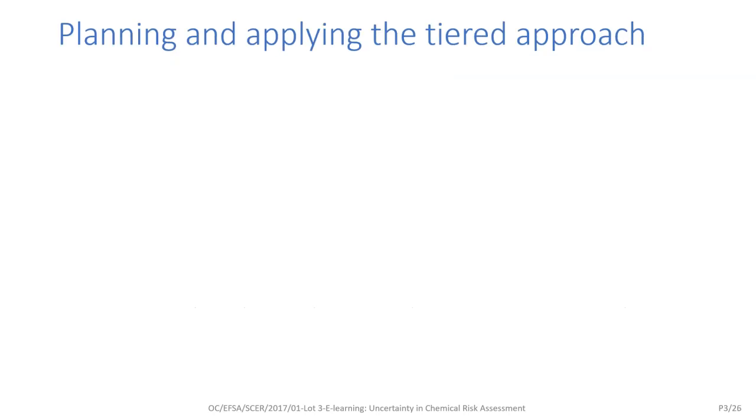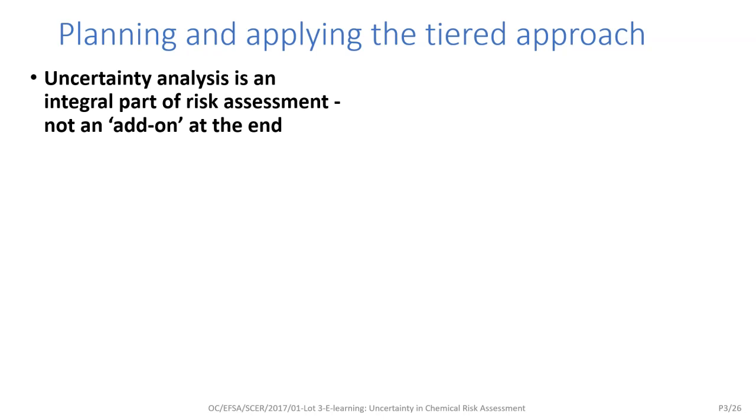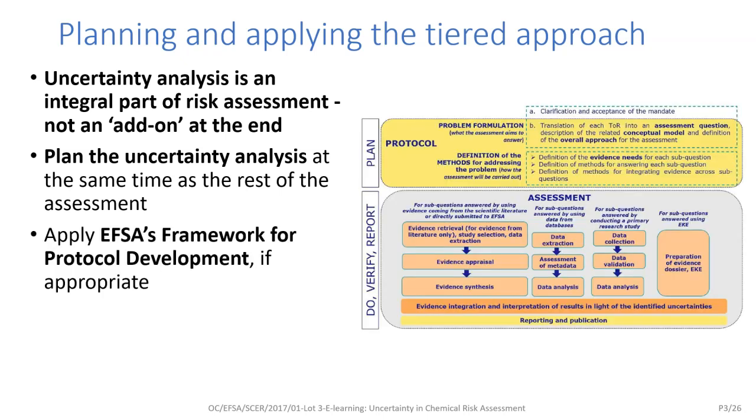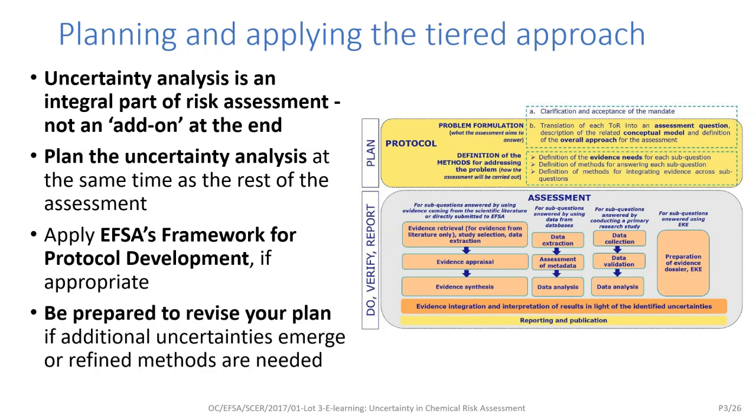I've mentioned several times the importance of tailoring the uncertainty analysis to the needs of the assessment, and the purpose of the tiered approach is to help with that. Of course, this requires planning. Uncertainty analysis is an integral part of the risk assessment, not an add-on at the end. So you need to plan the uncertainty analysis at the same time as the rest of the assessment, applying EFSA's framework for protocol development if this is appropriate for your area of work. Decide whether basic or refined options are appropriate, request specialist support if needed, and include time for uncertainty analysis in your work plan and meetings. Be prepared to revise your plan if additional uncertainties emerge or more refined methods are needed.